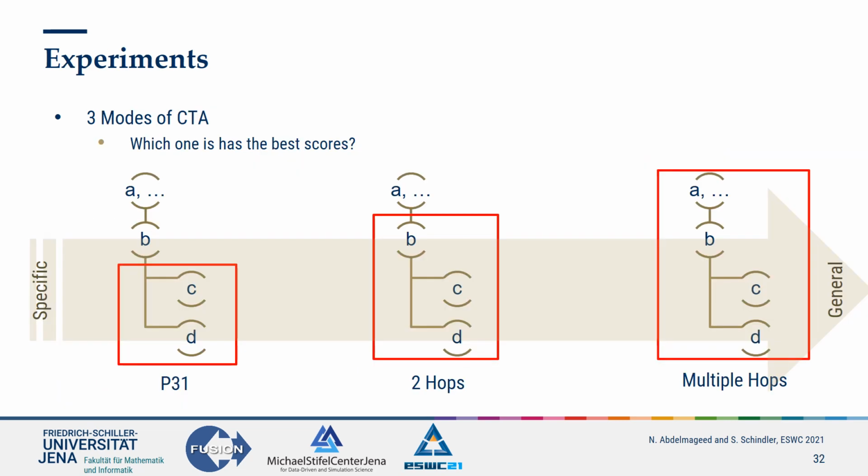Our experiments include 3 modes to solve the CTA task. From left to right, the solution becomes more general. The B31 experiment selects the leaves from the hierarchy and applies a majority vote. The 2 hops strategy includes 1 level up, while the multiple hops includes more levels as well.